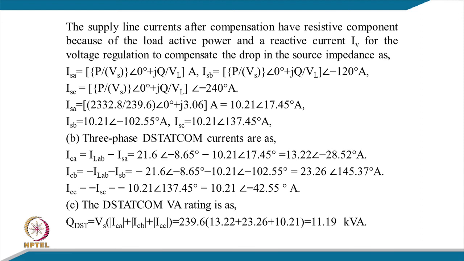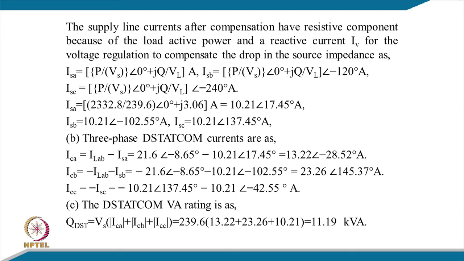So, the supply line current after compensation has a resistive component because of the load active power, and a reactive current IV for the voltage regulation to compensate the voltage drop of the source impedance. So, we can find out this is the current for active power, this is the current for reactive power, and putting in the values, we get this current as 10.21 at the angle of 17.45 ampere. Similarly for B line and C line.